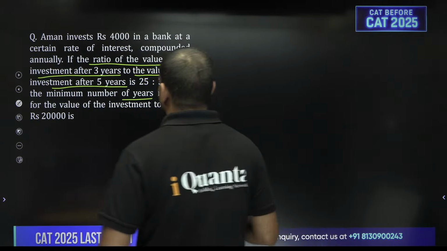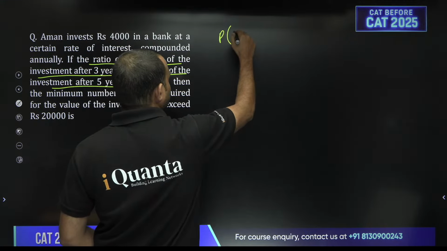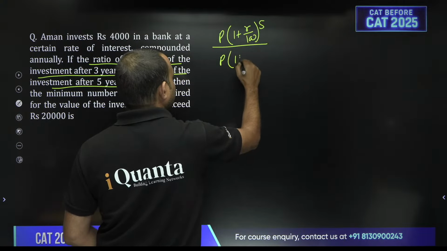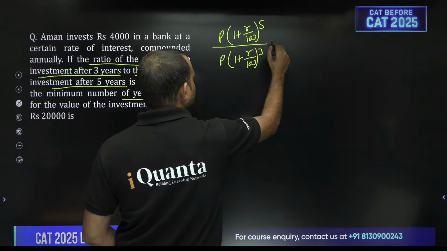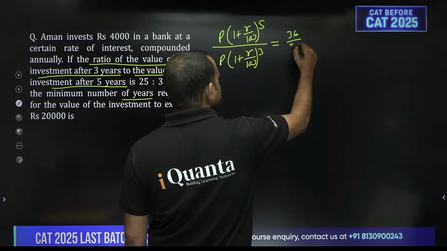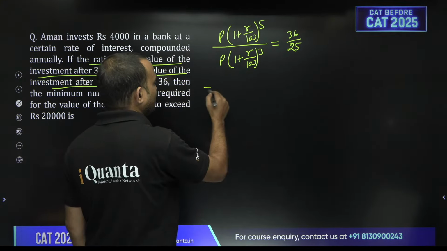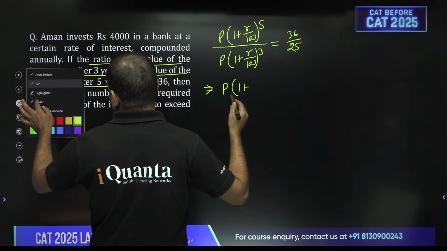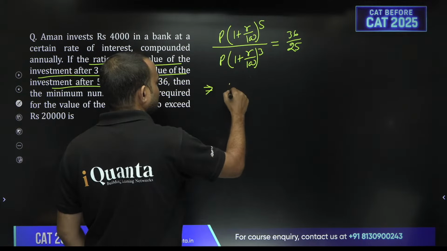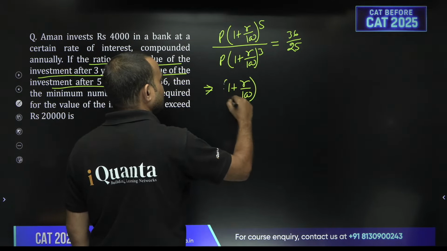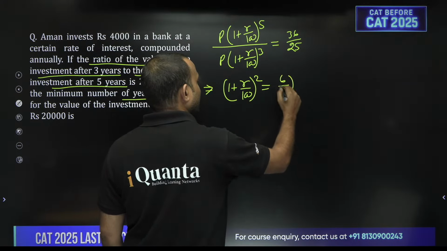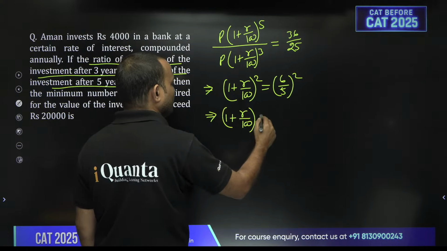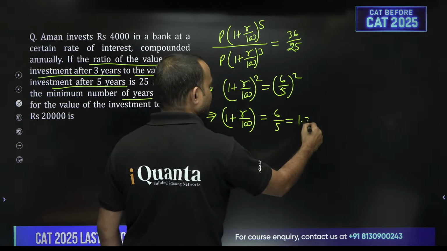So, what we can say, principal P into 1 plus R by 100 to the power 5, P into 1 plus R by 100 to the power 3 is equal to 36 upon 25, or we can say that P will be cancelled out, right? P will be cancelled out. So, we are getting 1 plus R by 100 whole square is 6 by 5 whole square, or we can say 1 plus R by 100 will be equal to 6 by 5, which is nothing but 1.2.